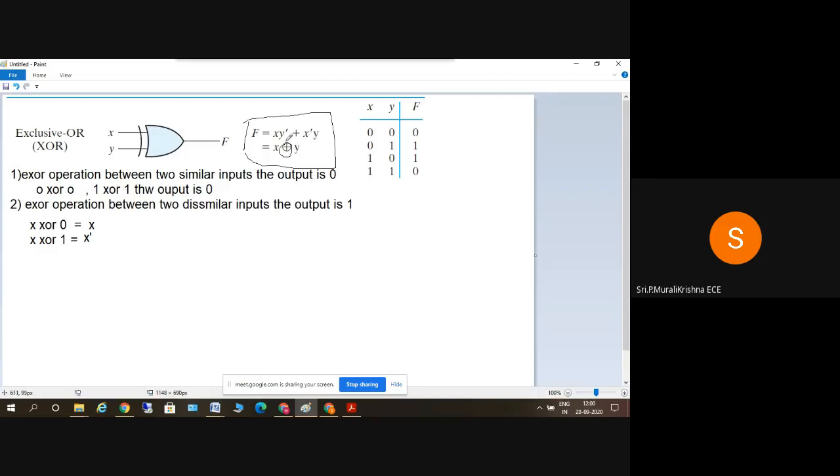Okay, so I'll let you know how this equation comes about. I'll derive all the equations based on the truth table. First of all, remember this equation: f is equal to xy bar plus x bar y. That is nothing but x exclusive OR y. So this total operation is the exclusive OR operation, that is x exclusive OR y.